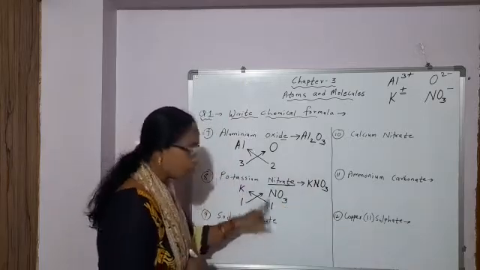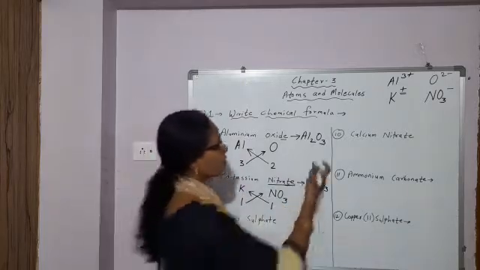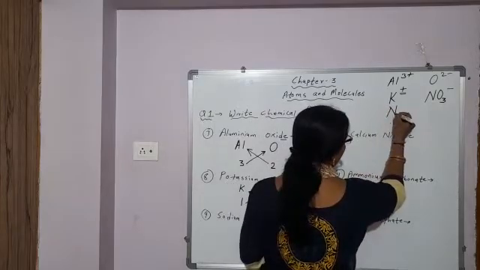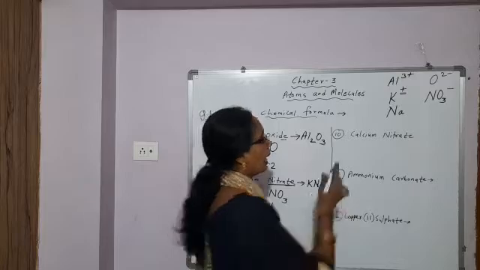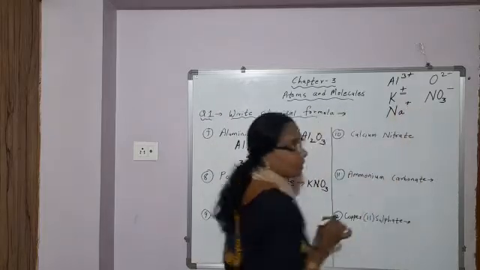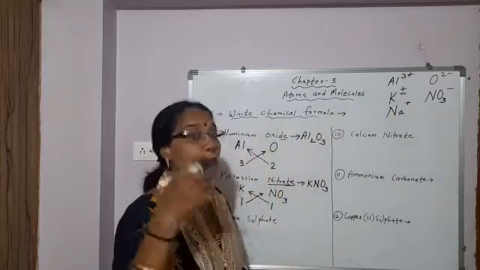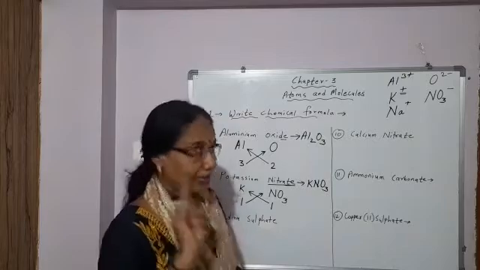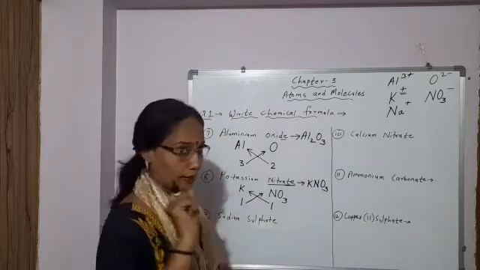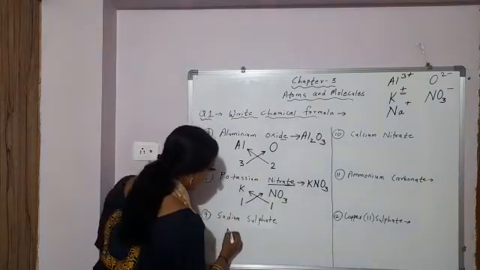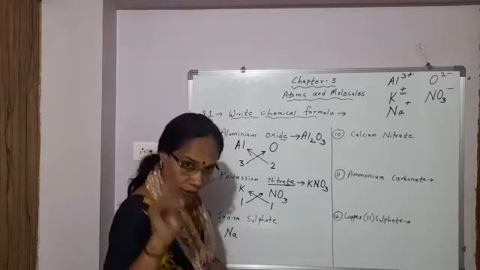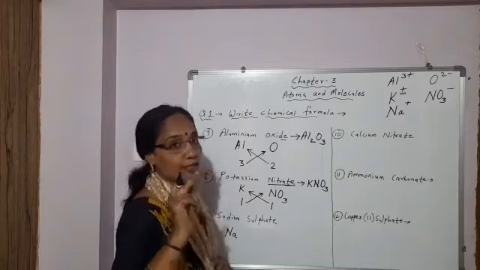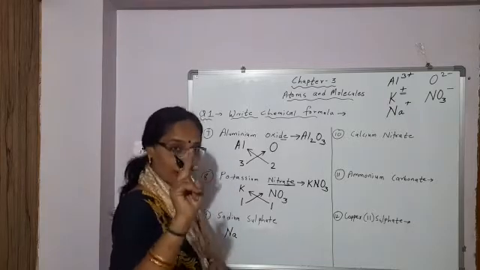Next, sodium sulfate. Sodium, what is the symbol? Na, capital N, small a. When you write small a, size should be small. And it is plus, a positive ion. And plus means how many electrons it is losing? 1 electron. So what is valency? 1. So sodium, capital N, small a, plus means plus 1, means how many electrons it is losing? 1. So what is valency?